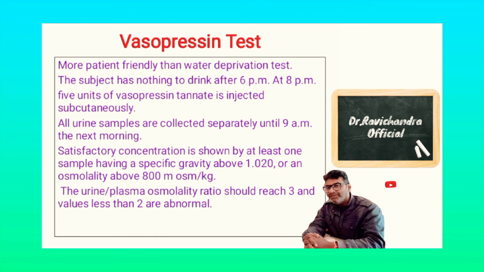Vasopressin test. It is more patient friendly than the water deprivation test. The subject has nothing to drink after 6 pm. At 8 pm, 5 units of vasopressin is injected subcutaneously. All the urine samples are collected separately until 9 am the next morning. Satisfactory concentration is shown by at least one sample having a specific gravity above 1.020. The urine to plasma osmolality ratio should reach 3 and values less than 2 are considered abnormal.